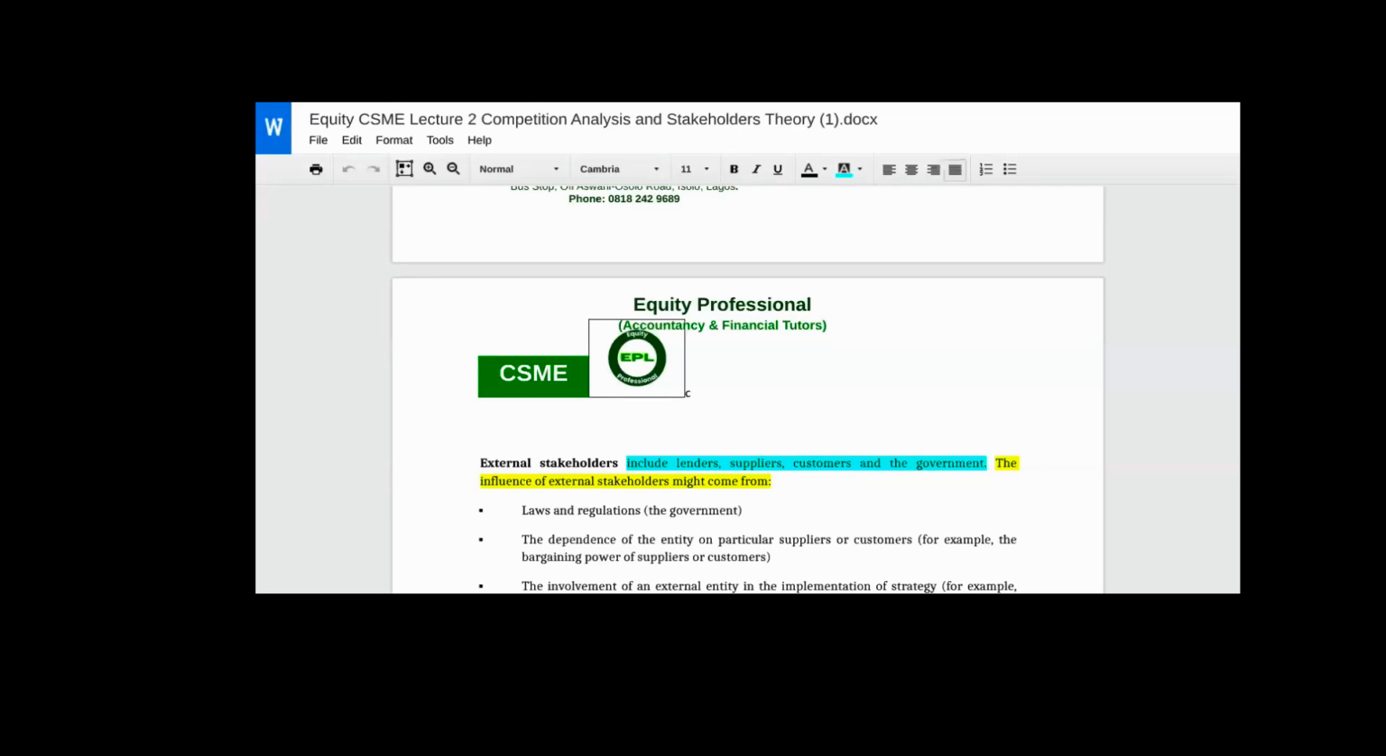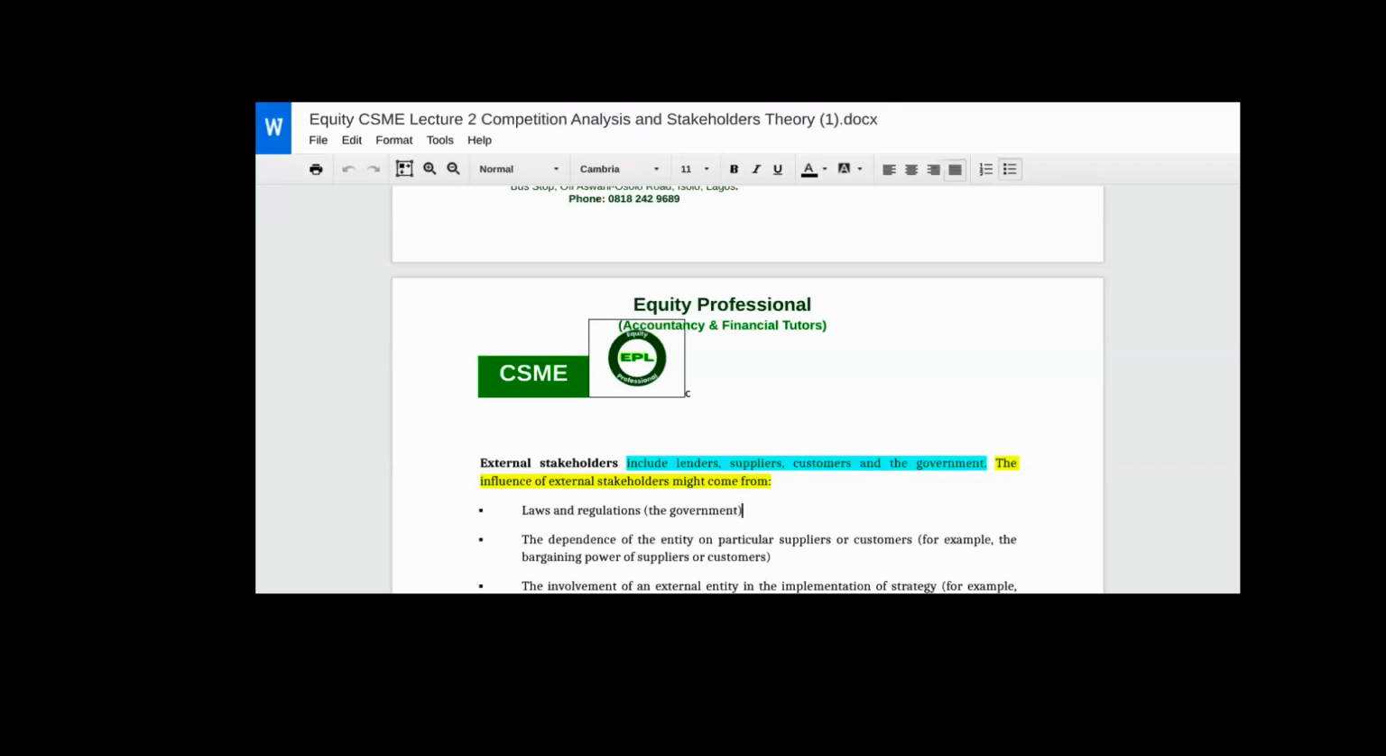A typical example of the external stakeholders is the government. The government makes laws and regulations, and they don't want violation of all these laws. They want companies to abide and comply strictly with all these laws and regulations, e.g., tax law.